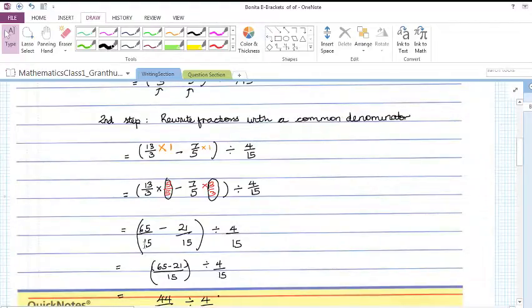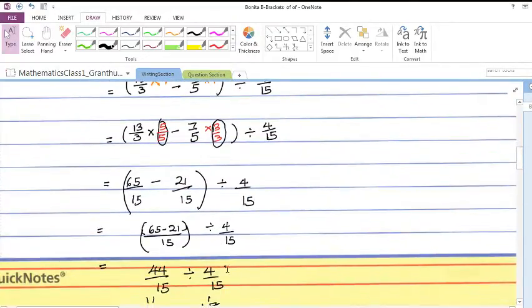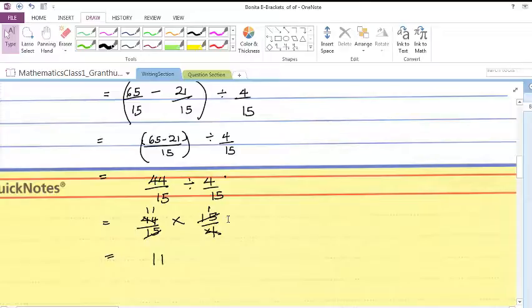Since we have the same denominator, we can subtract the numerators, and this becomes 65 minus 21 all over 15. Notice the use of the broad vinculum. And then I divide that by 4 over 15. Now, 65 minus 21 is 44, so I just make that one change. This is equal to 44 over 15 divided by 4 over 15. And we know that whenever we divide by a fraction, we simply invert the fraction and change this operation to multiplication. When we did the reduction, by removing common factors, we got 11 as the answer.